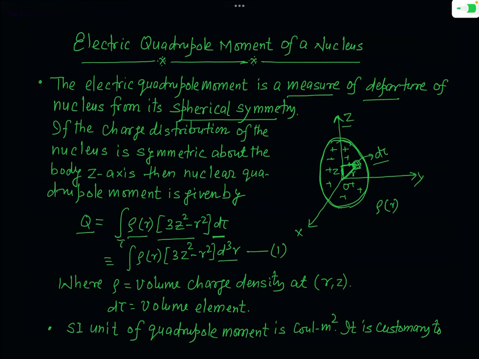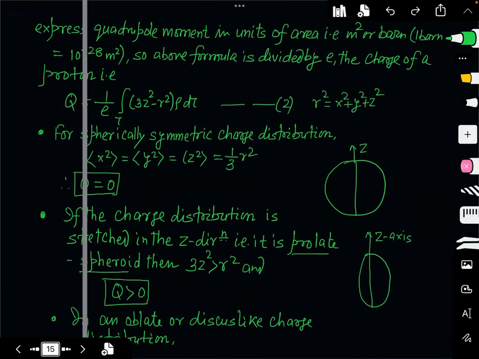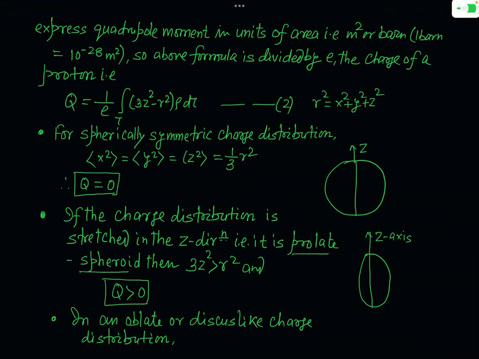Here rho is the volume charge density, as you know, and d tau is the volume element. Now you can see from this expression that the SI unit of this quadrupole moment will be Coulomb meter square. But in nuclear physics or high energy physics, it is customary to express the quadrupole moment in units of area, that is in units of meter square or barn.